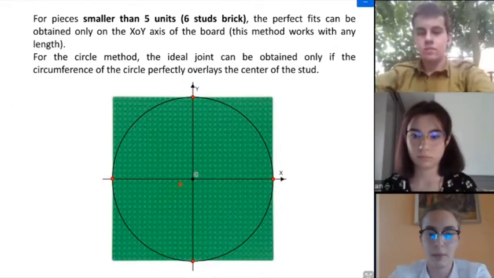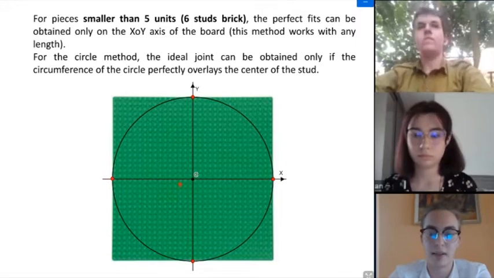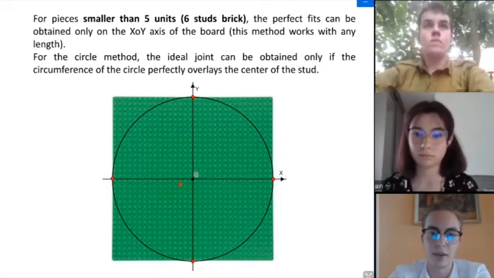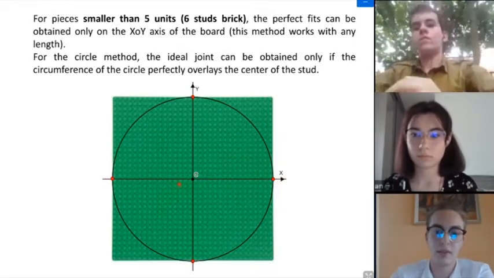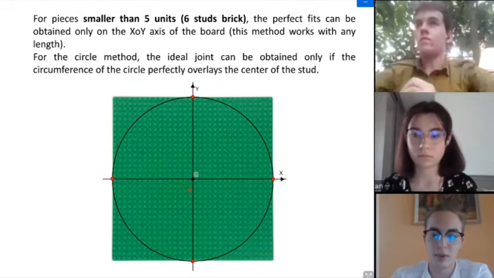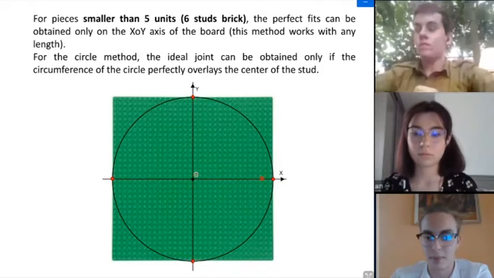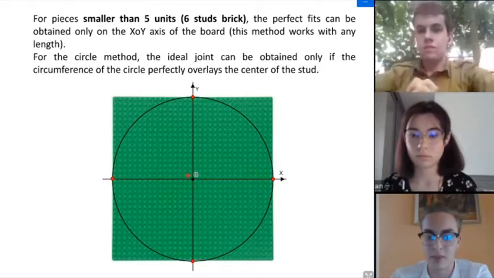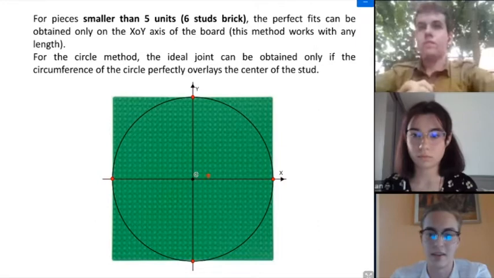Now, keep in mind that even if this method is the only one applicable to pieces smaller than 5 units, we can apply it to pieces bigger than 5 units with no problem at all. So again, if I consider this stud as being the center of the axis, and I put a piece here, and the length between them is 14, 15, 18, it doesn't matter how many units, we can perfectly connect them.